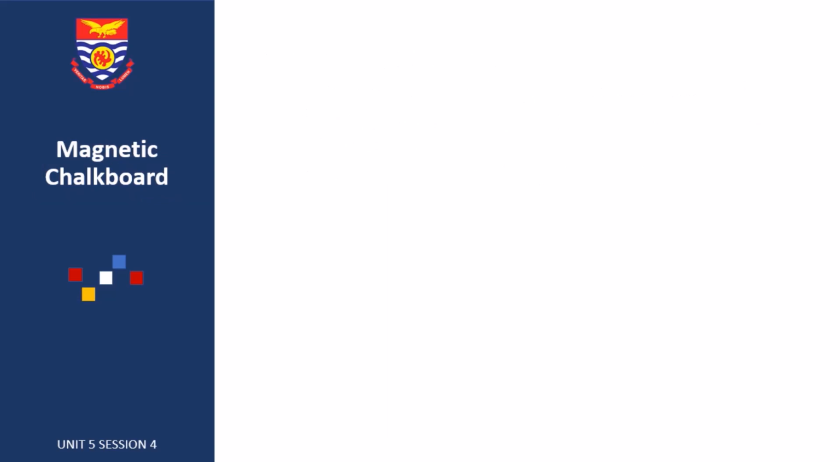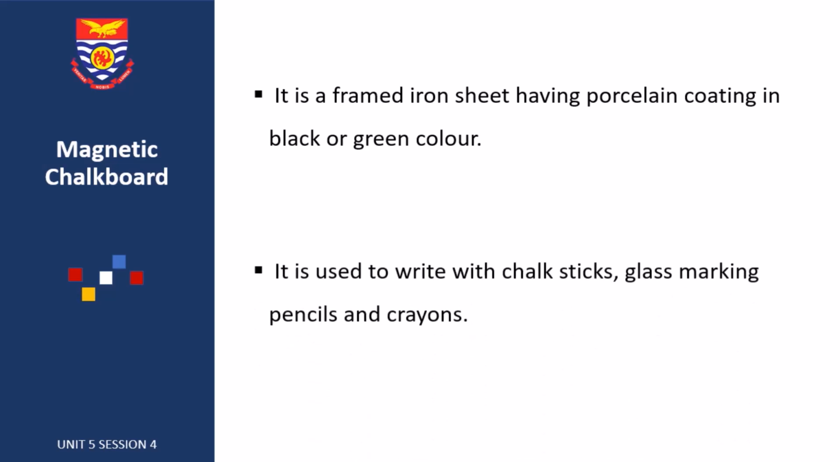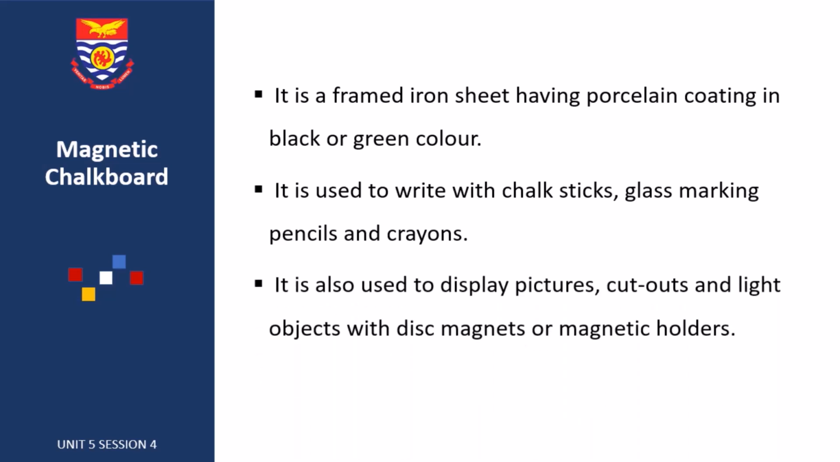Next one is the magnetic chalkboard, which is a framed iron sheet having porcelain coating in black or green color. It is used to write with chalk sticks, glass marking pencils, and crayons. It is also used to display pictures, cutouts, and light objects with disc magnets or magnetic holders.